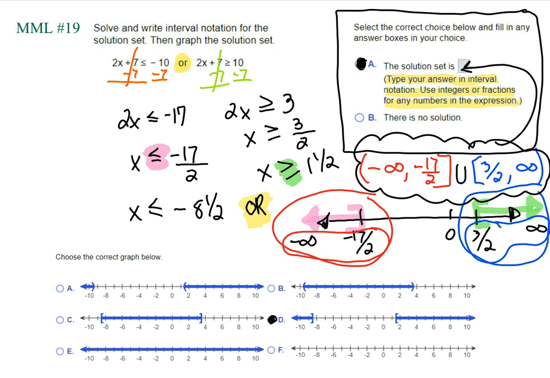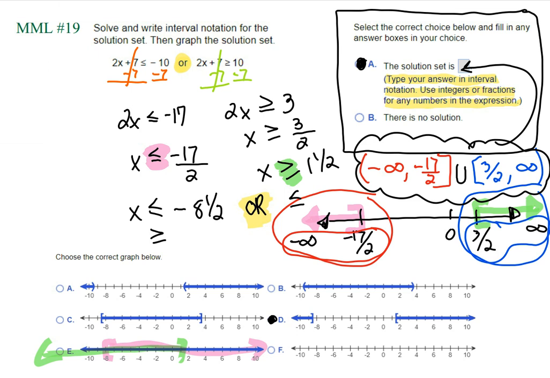Now you may notice E and F. Sometimes on an or, like if my inequality signs had been backwards, like if this one had been greater than or equal to and this one had been less than or equal to, then the pink one, let me use my highlighter here, the pink one would have started here and gone that way, and the green one would have started wherever 3/2 is and gone that way. And see, they overlap, but they keep going in opposite directions. So it's the entire number line. And it's an or, which means it can be one or it can be the other.